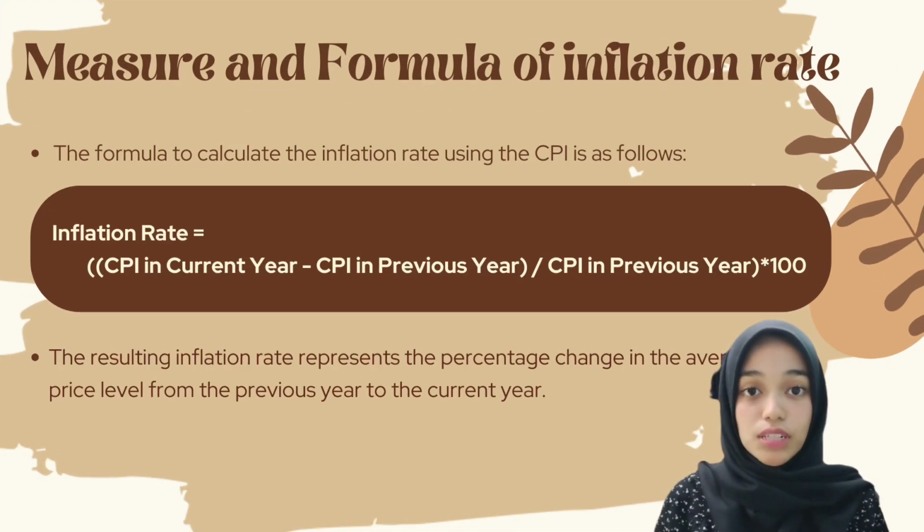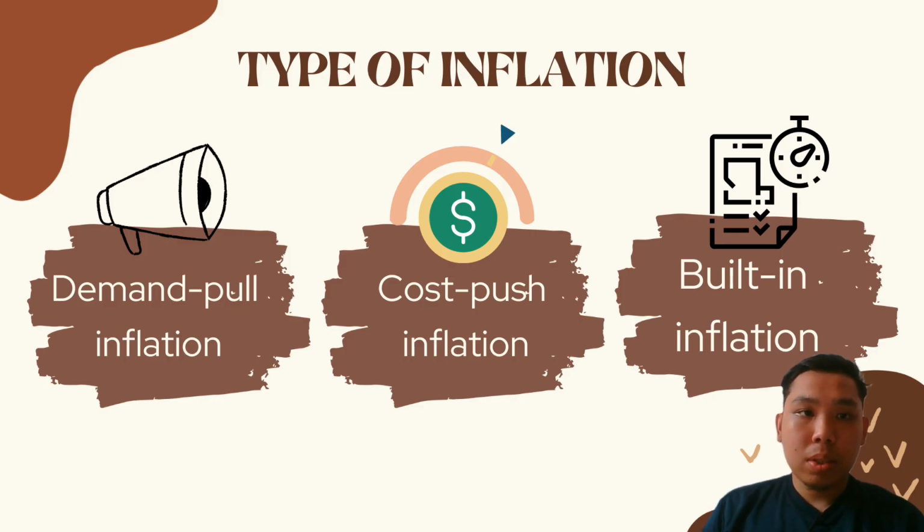The formula to calculate the inflation rate using the CPI is: inflation rate equals CPI in the current year minus CPI in the previous year, over CPI in the previous year, times 100. The resulting inflation rate represents the percentage change in the average price level from the previous year to the current year. So now we go to the types of inflation.